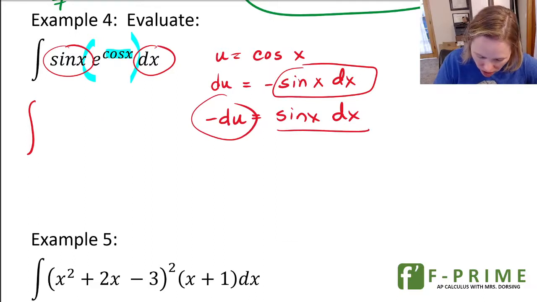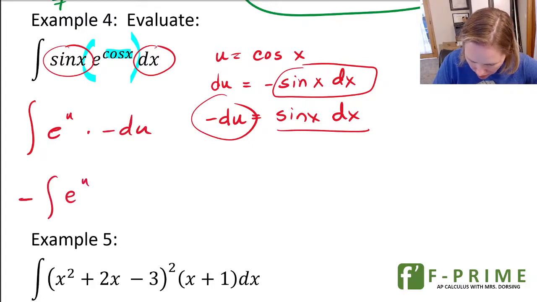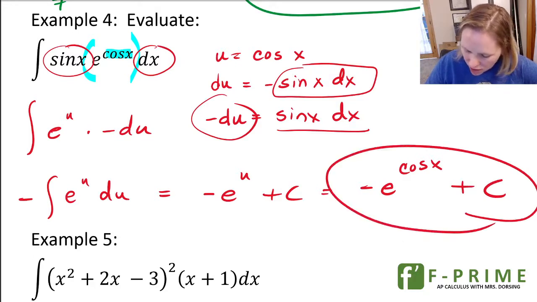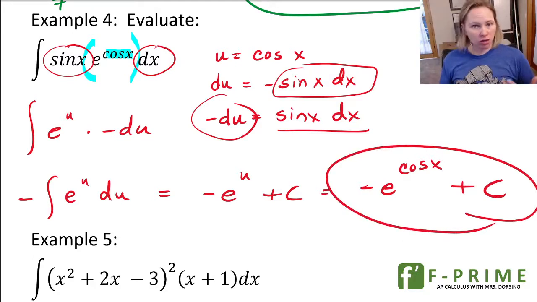So when I rewrite this integral, it's just e to the u times negative du. I'll pull the negative out, and by golly, it's just negative e to the u plus c. And when I replace u, negative e to the cosine of x plus c. There's my final answer. So it gets a little trickier when we start to have bigger functions, more than just a number.